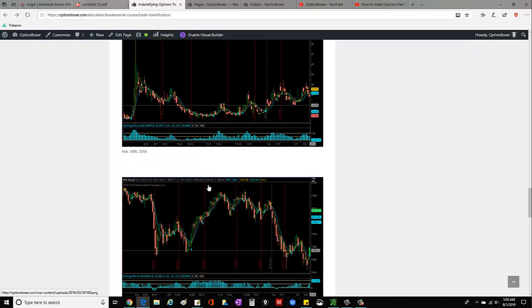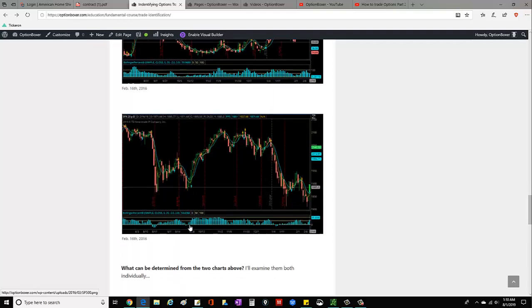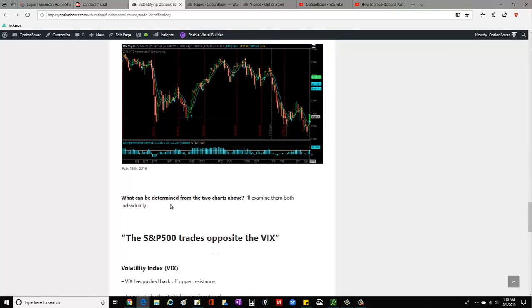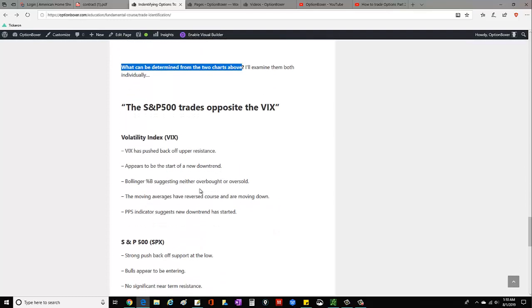But generally speaking, I think the number is 2 or 3 out of 4 stocks move with the overall market. So if the S&P moves higher, most other stocks and most other companies move higher with them, and that's just some decent knowledge. What can be determined from the 2 charts above? Let's look at them both individually.